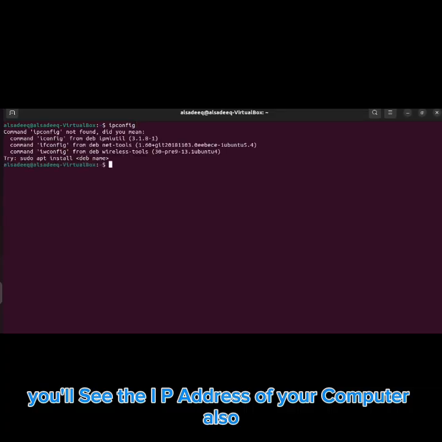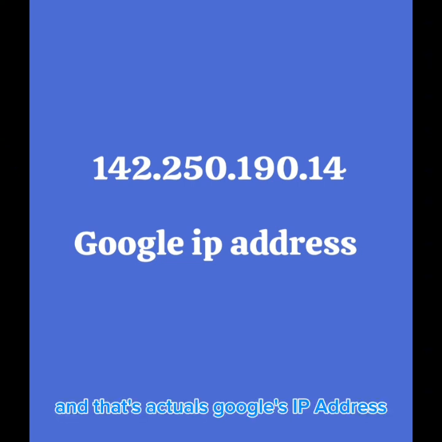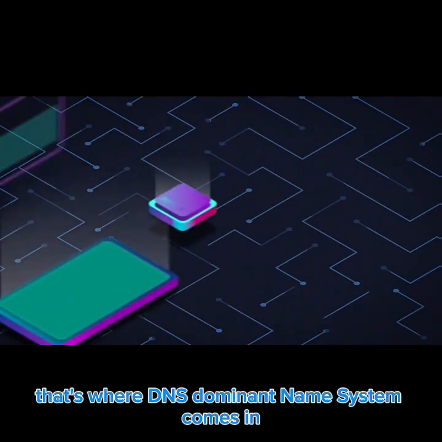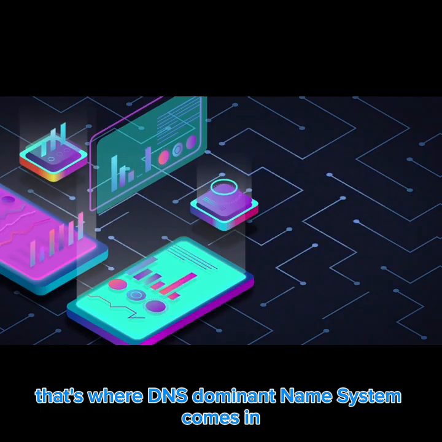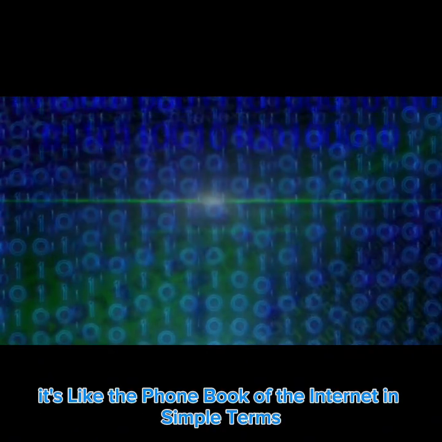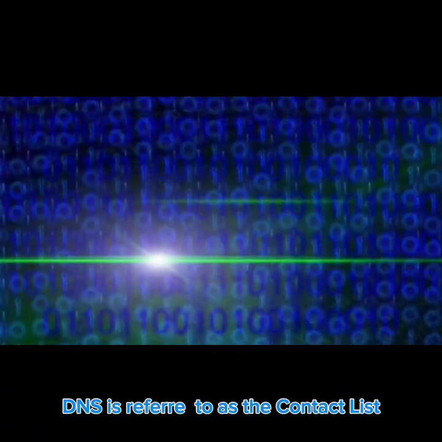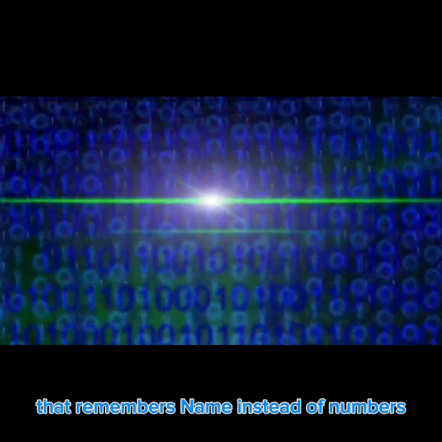Also, typing 142.250.190.14 is hard, and that's actually Google's IP address. That's where DNS, domain name system, comes in. It's like the phone book of the internet.